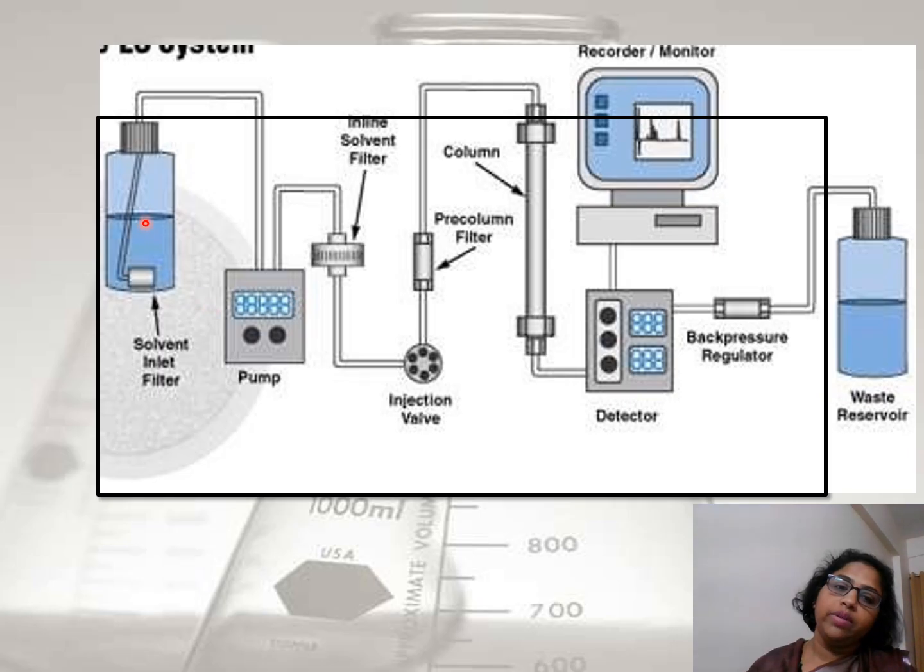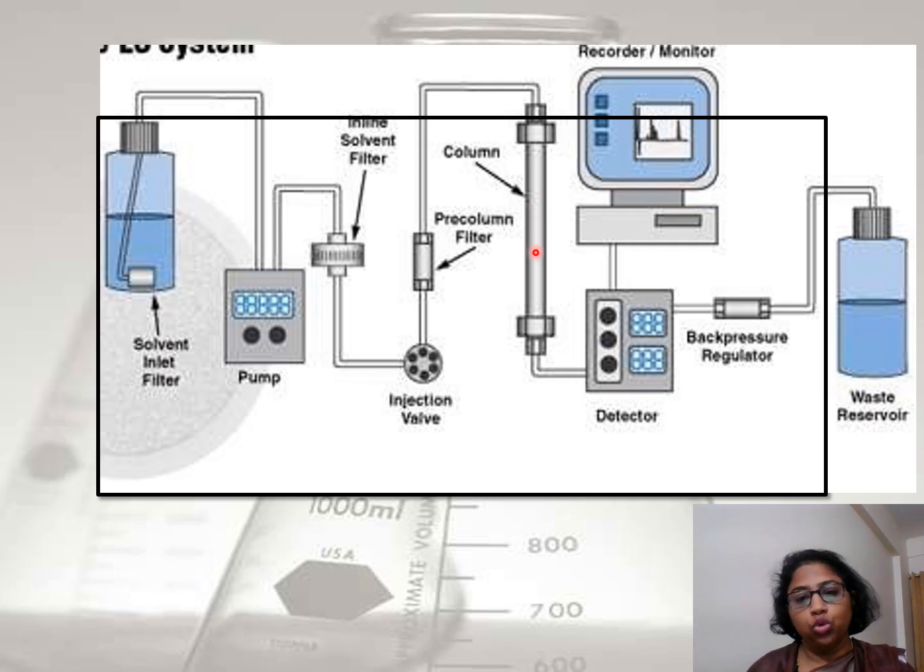And as the solvent moves from its inlet through the injection valve, it takes up the sample and moves along through the pre-column filter and goes into the column. As the sample along with the solvent goes into the column, the sample mixture gets separated based on the adsorption property. There is a stationary phase, so the sample molecules get attached to the stationary phase based on their affinity, and they get separated.